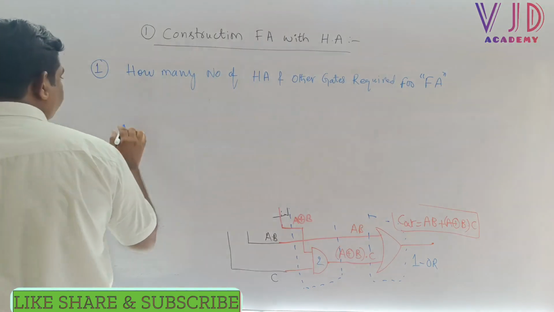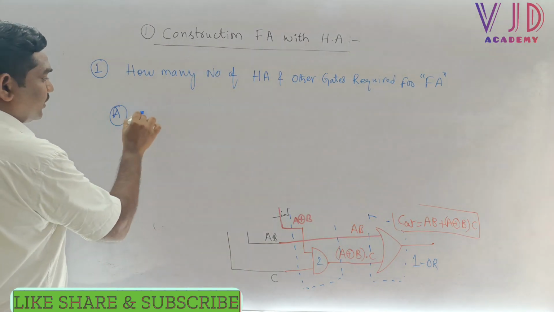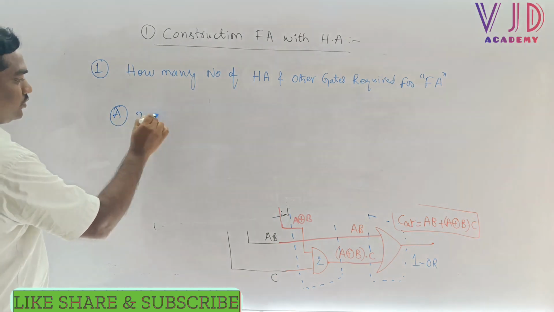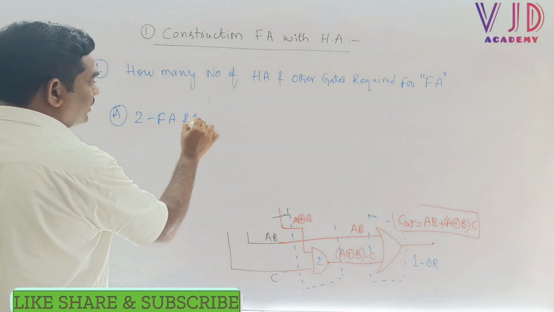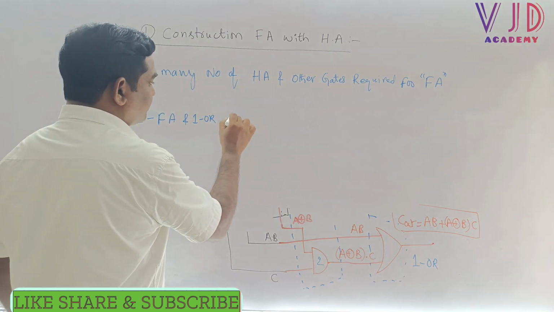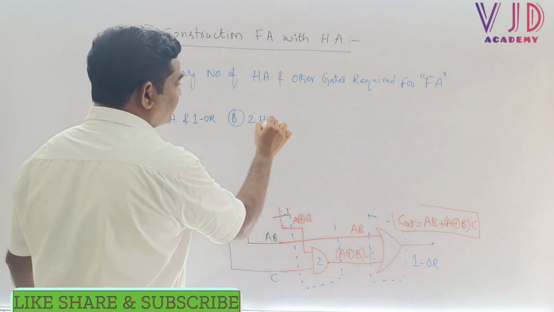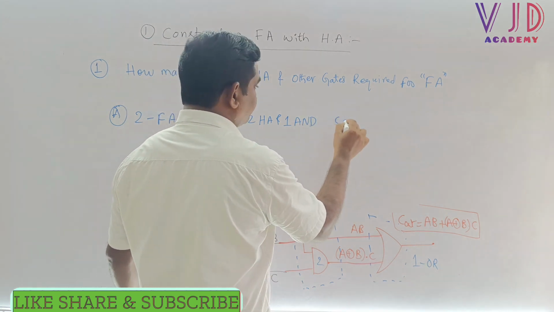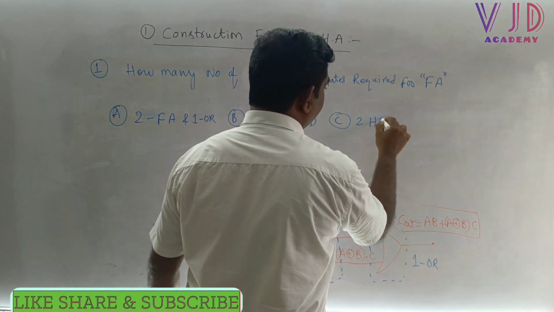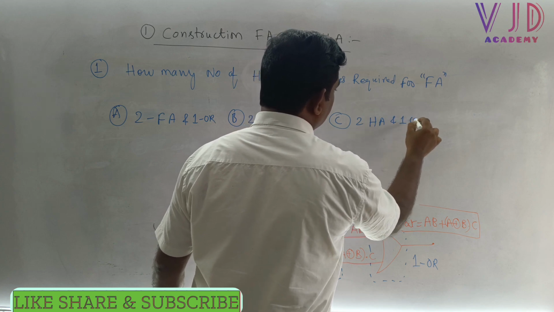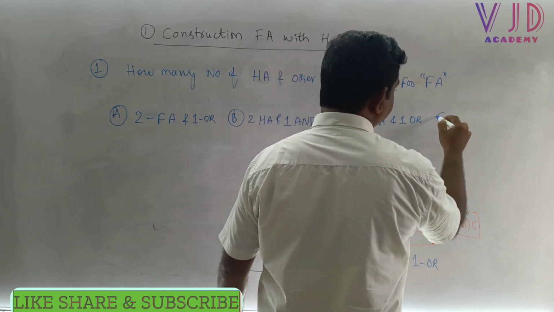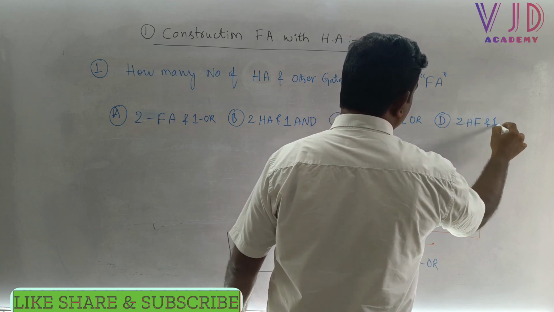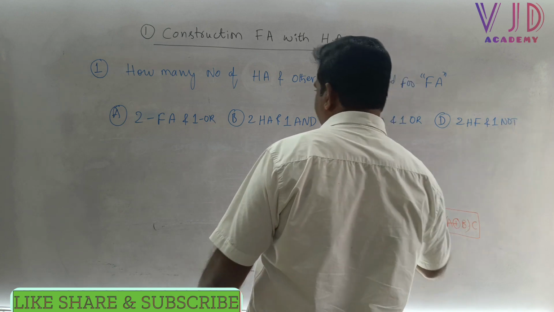This is the question. The options given are: A, 2 full adders and one OR gate. Option B, 2 half adders and one AND gate. Option C, 2 half adders and one OR gate. And option D, 2 half adders and one NOT gate. So this is the question.